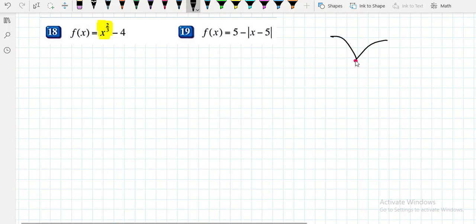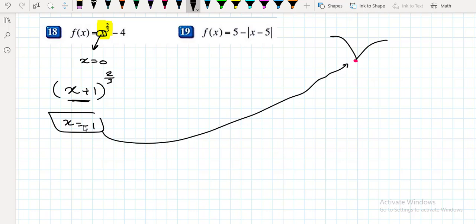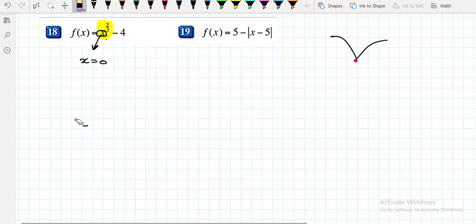Okay. This sharp corner happens right here. What makes this 0? Since x is alone, x equal to 0 makes x power 2 over 3 equal to 0. If we have a bracket, x plus 1 power 2 over 3, what makes inside the bracket 0? Negative 1. Then the cusp happens at negative 1 for this function. The cusp or the sharp corner happens at 0 for the question of exercise 18.